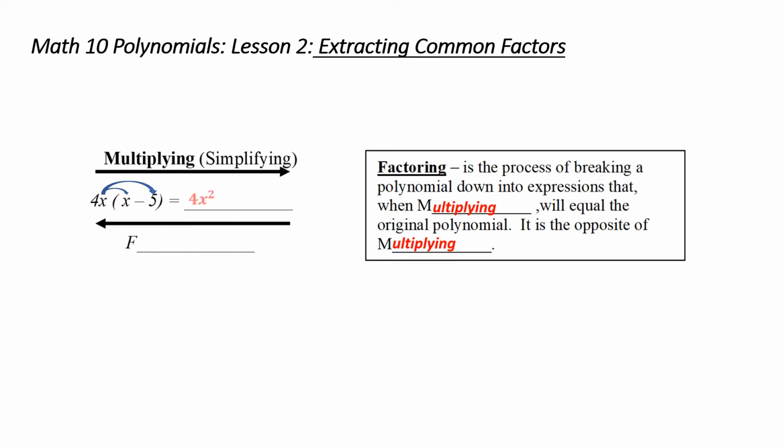So 4x times x is 4x squared. 4x times minus 5 is minus 20x. Now that's our polynomial. How do we factor? We basically go backwards and break it up into the parts that when multiplied would give us the original polynomial. So how do we wind up doing this?